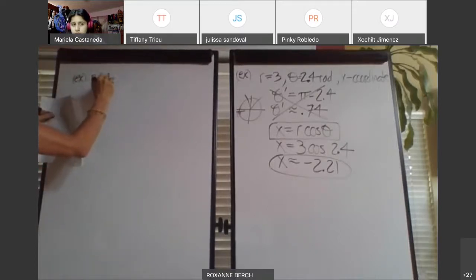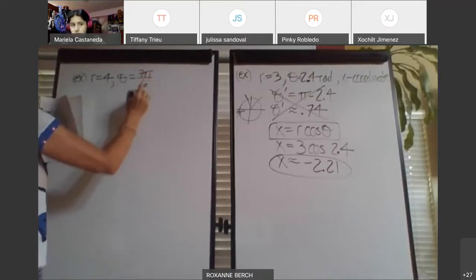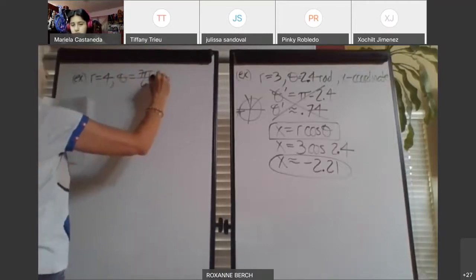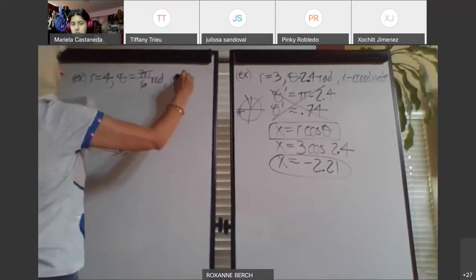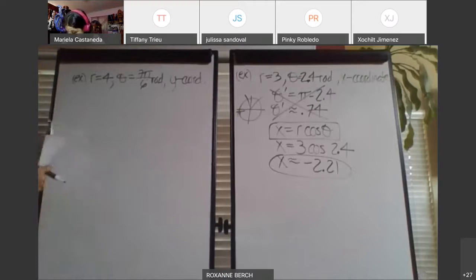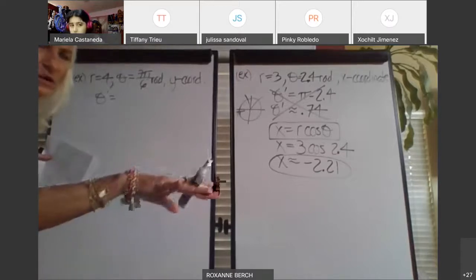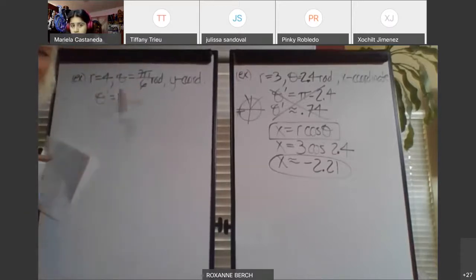Okay, here's one with a radius of 4. Theta is 7 pi over 6. And they want us to find the y coordinate. All right, so in this case, we can find a reference angle. And we don't even need to go to the closest horizontal, because remember when you have something like that, we can just cheat and say pi over 6.